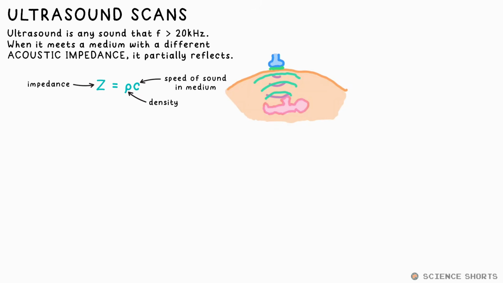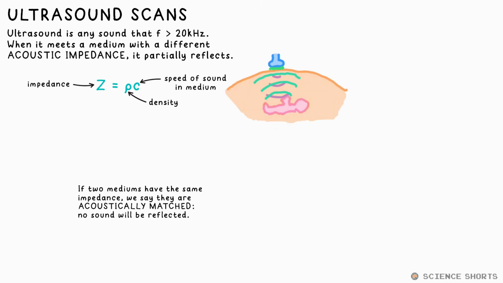The symbol we use for acoustic impedance is Z, and it's just equal to the density of the material, ρ, times the wave speed, c. If two mediums have the same impedance, we say they're acoustically matched and no reflection occurs. This is why gel needs to be used between the transducer and the patient's skin to minimize reflection before the waves are inside the body.